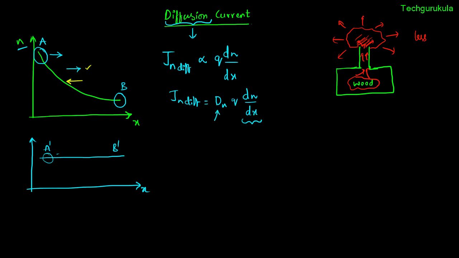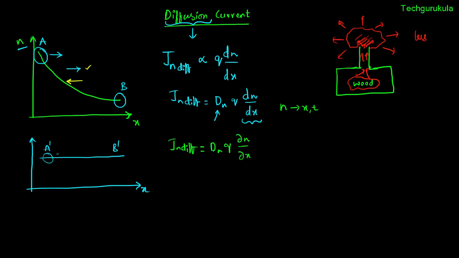In general, n might not be just a function of x, the space. It can be a function of time sometimes, which means n is a multivariable function. So in that case, we cannot directly mention the differentiation. Instead, we should be writing this in terms of partial differentiation. So let me write this here: q Dn ∂n/∂x.